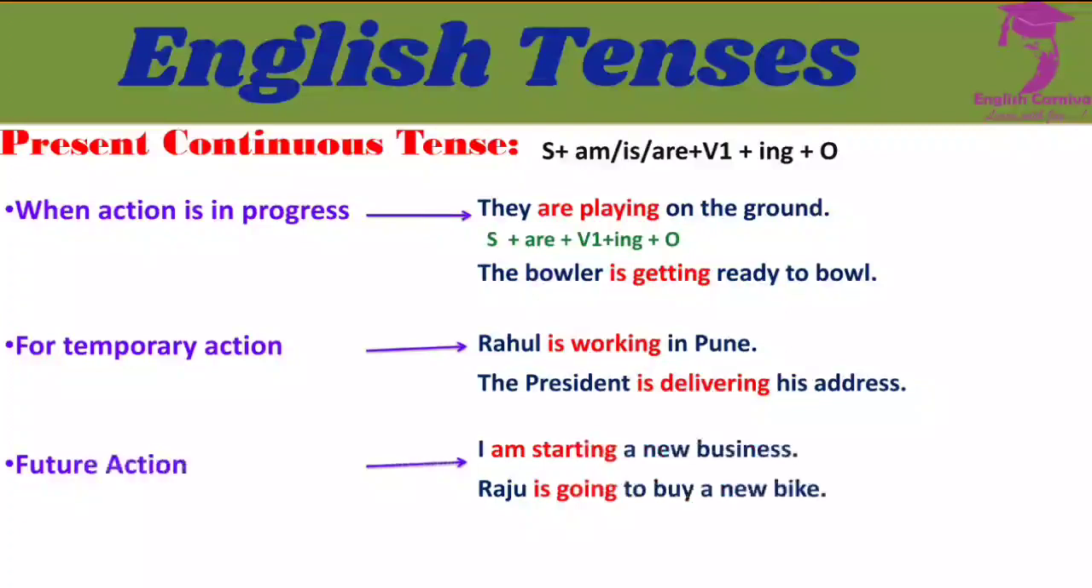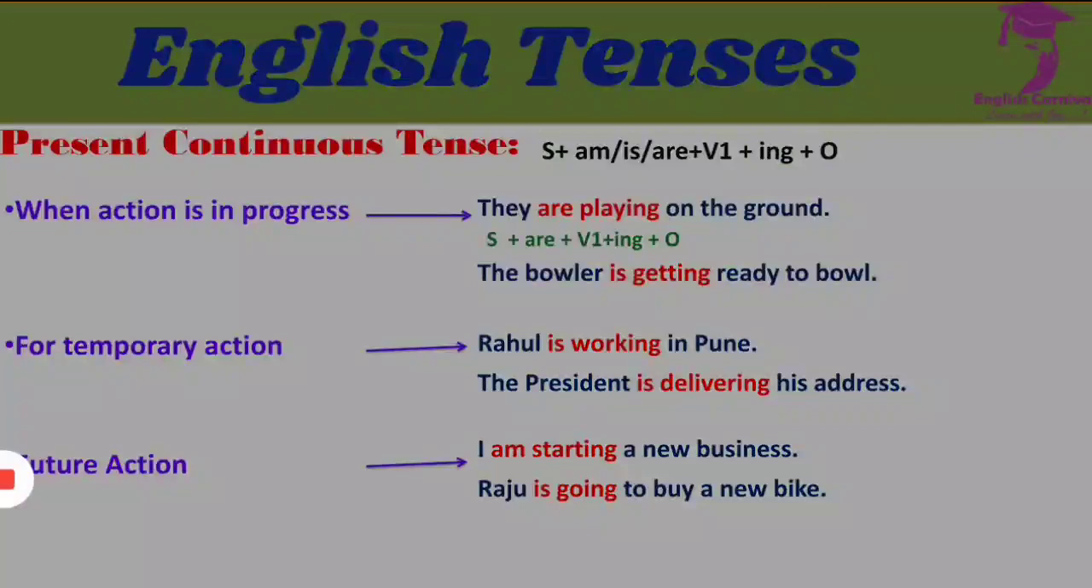The third situation, in certain situations, this aspect of present tense is used to point out the future actions as well. And the examples are, I am starting a new business. It means that business is going to be started by someone in coming days. The second example we have, Raju is going to buy a new bike. So here going to indicates that that particular action of buying a bike is going to take place in future.